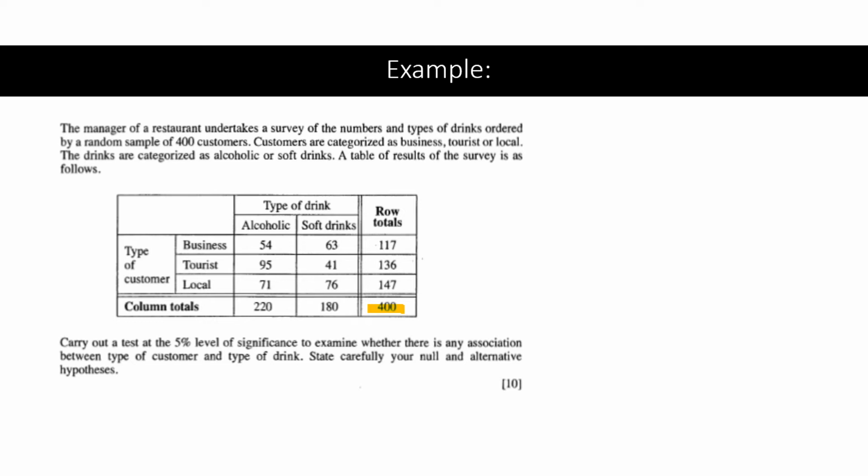So what we're looking at is these were the observed values that the restaurant manager took. Business customers came in, and out of 117 business customers, 54 had an alcoholic drink, 63 had a soft drink. There were 136 tourists, 95 had alcoholic drinks and 41 soft, and then there were locals, 71 had alcoholic drinks and 76 had soft drinks. Okay, and these are your totals for each of those columns and rows.